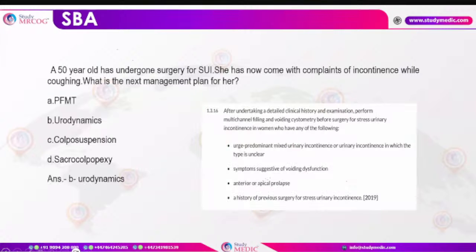Obviously, it is urodynamics because she has already undergone some form of surgery. And we saw that what are the indications to do urodynamics? Whenever there is a previous history of surgery for stress urinary incontinence and the woman comes back to you again with any signs and symptoms, then you can get urodynamics done. Okay.